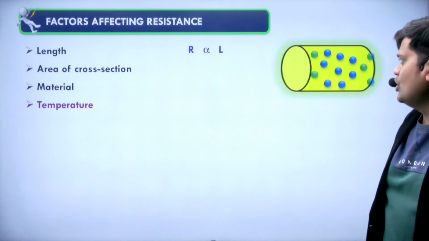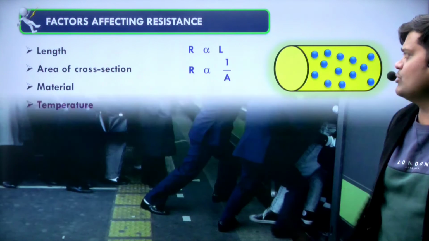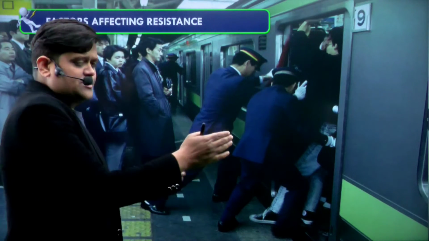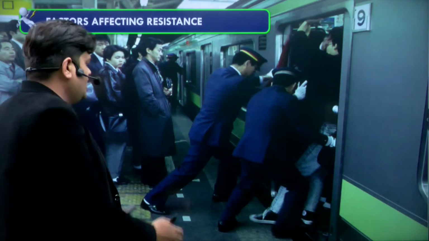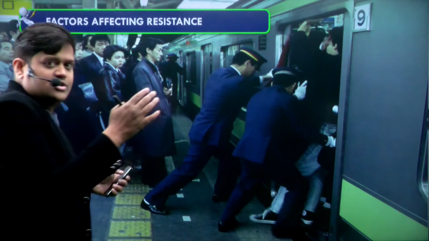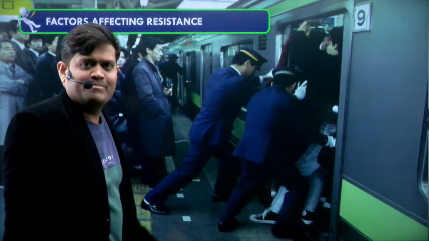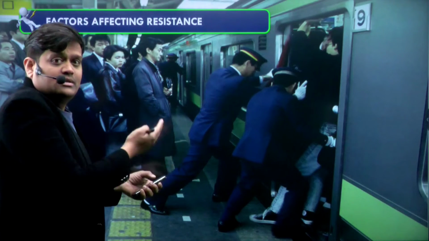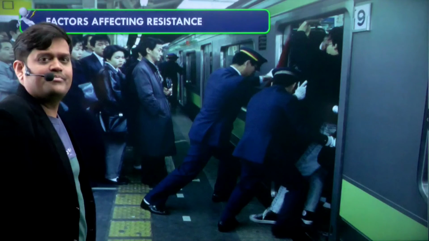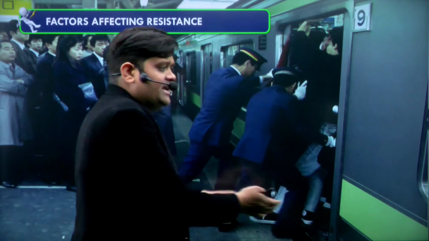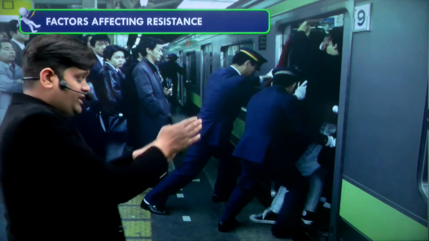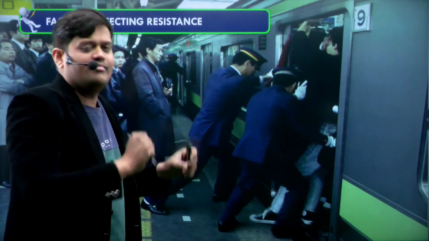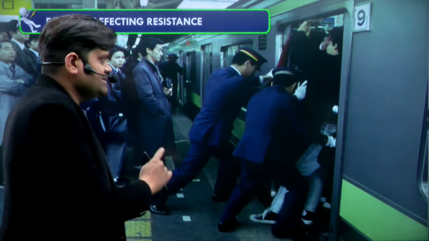R is proportional to L. Second, R is proportional to 1 upon A. If the size of the door is small, then fewer people can enter. Likewise, if the cross section area is small, the resistance is high, and if the cross section is large, the resistance is low.